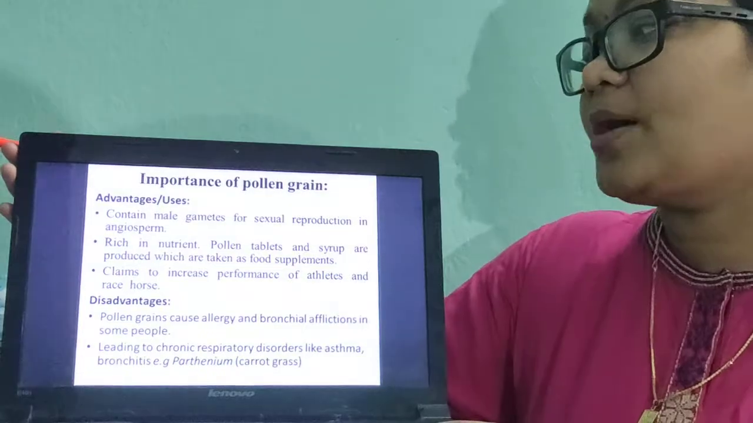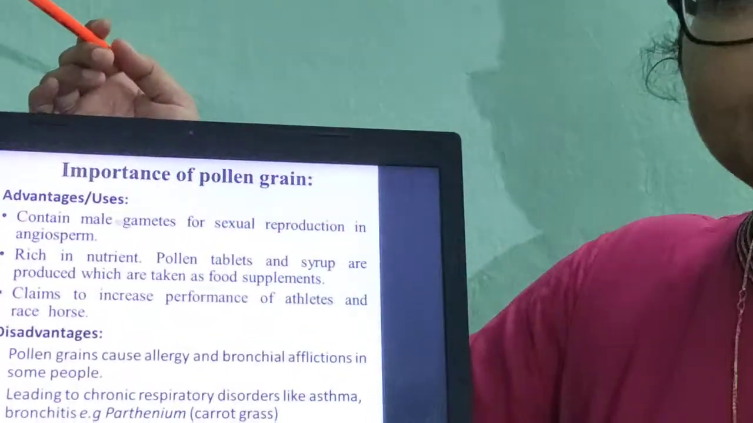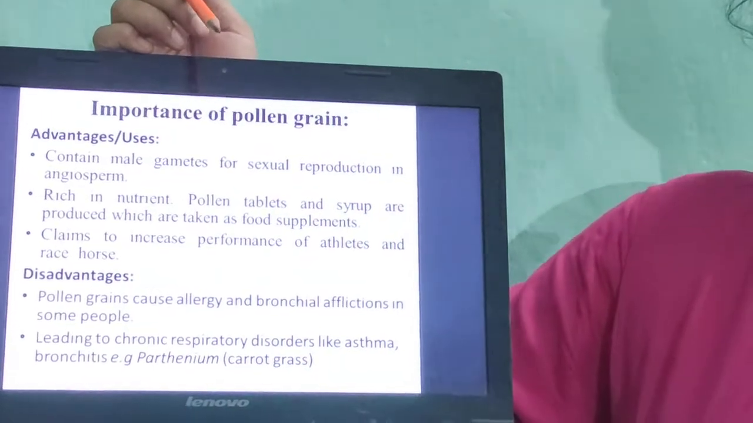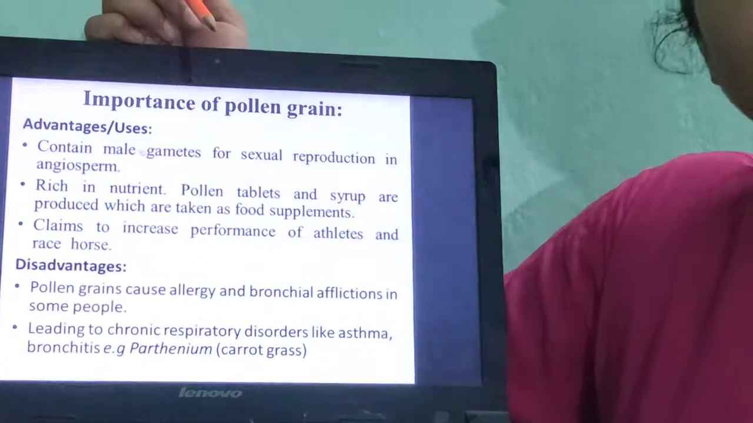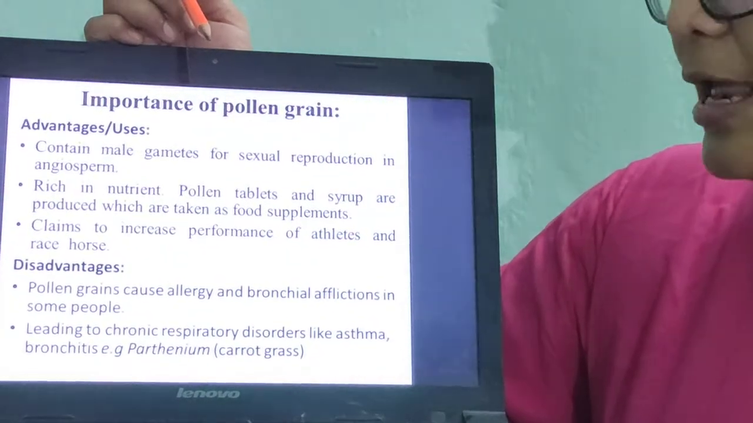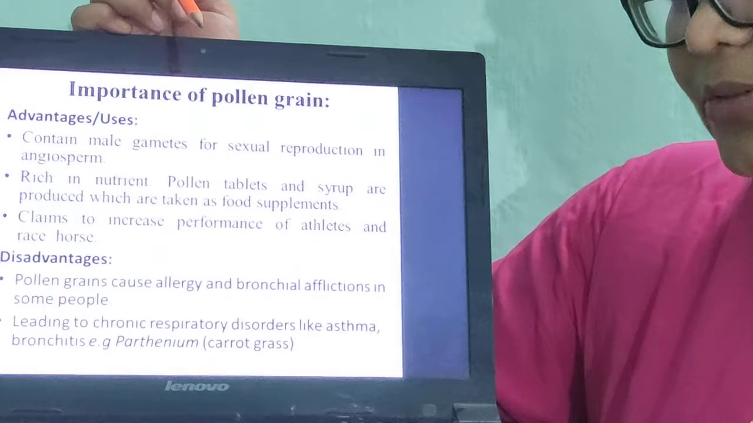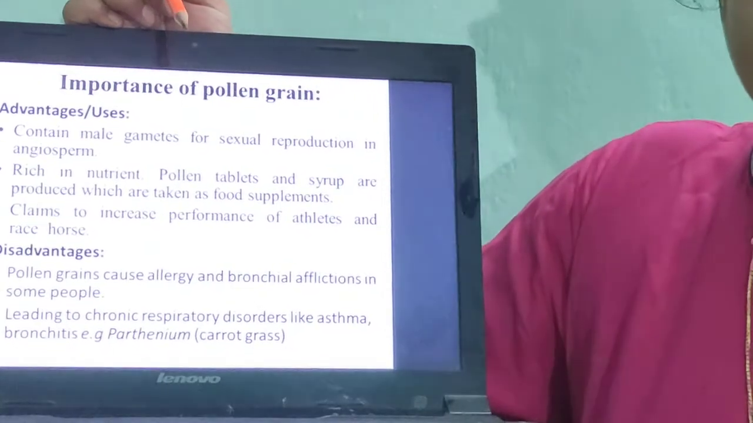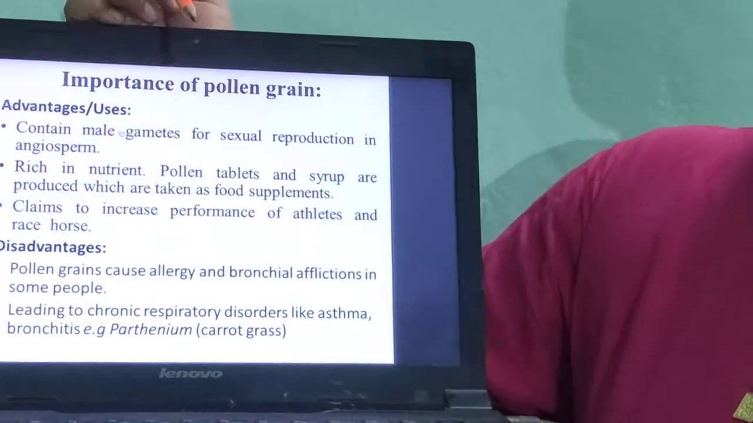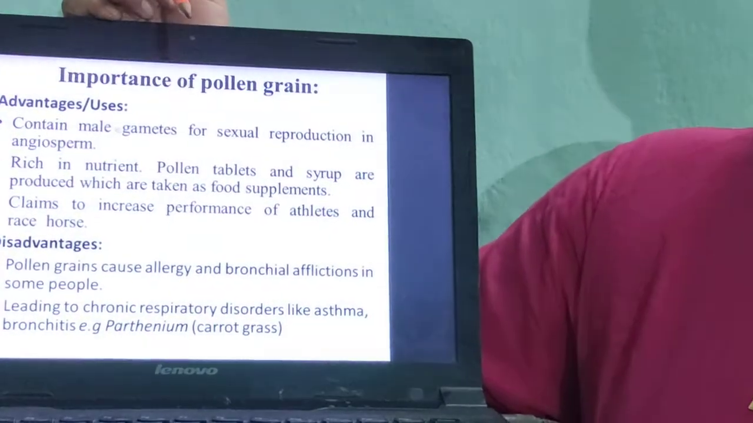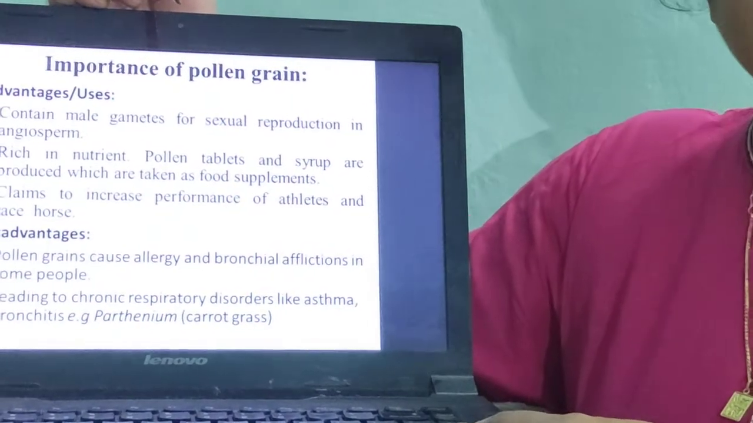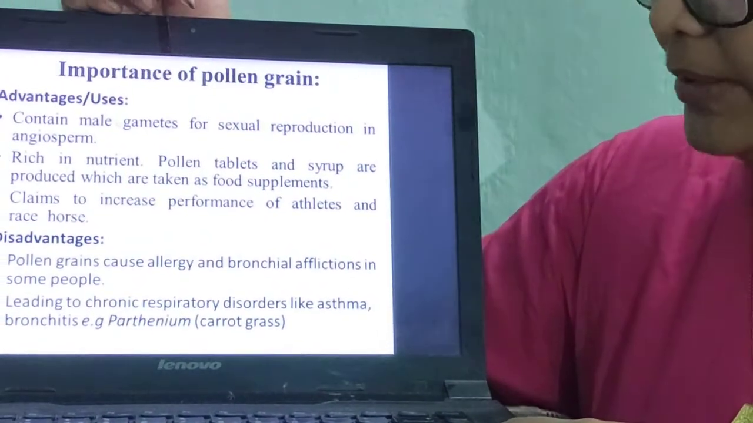But still there are some disadvantages. What are the disadvantages? Sometimes some kinds of pollen grains cause allergy, and in severe cases they cause respiratory disorders like bronchitis and asthma. One example I would like to mention is Parthenium, an invasive weed whose pollen grain sometimes becomes very harmful, causing respiratory disorders and allergy. Clear?